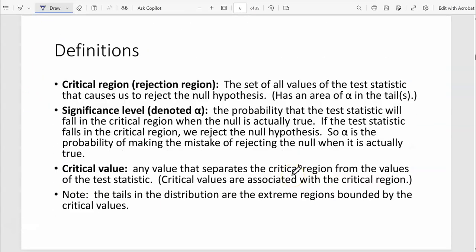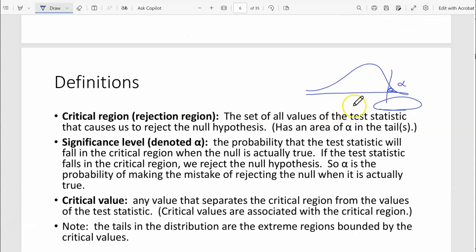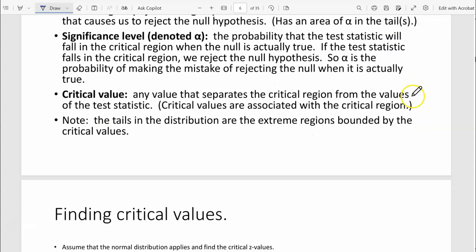We need the critical region. The critical region is your rejection zone or your rejection region. The set of all values of the test statistic that causes us to reject the null. That's where your alpha is going to come in. It's going to have that alpha value in that left tail or that right tail or in both tails. If it's a right tail test, your alpha value is here. We can find that critical value which separates the critical region from the rest of the graph. Alpha is your significance level. And that critical value, like I said, is going to be tied to your alpha value.